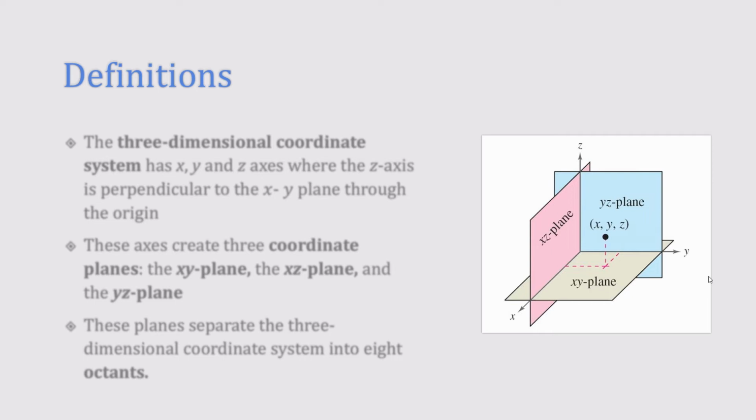So with our two-dimensional coordinate system, we have the 4 quadrants. In the three-dimensional coordinate system, there's 8 octants, which look like this.